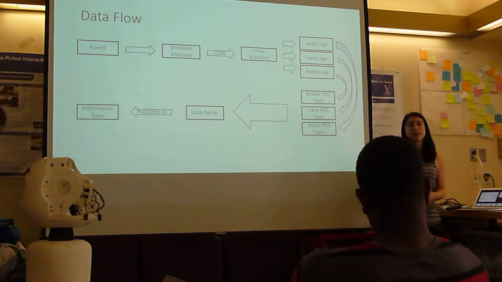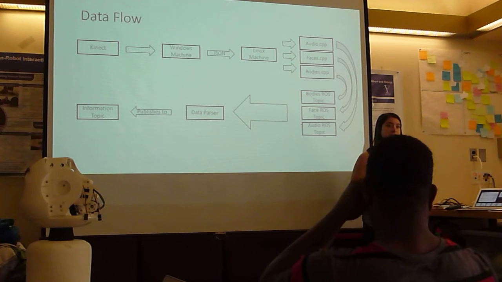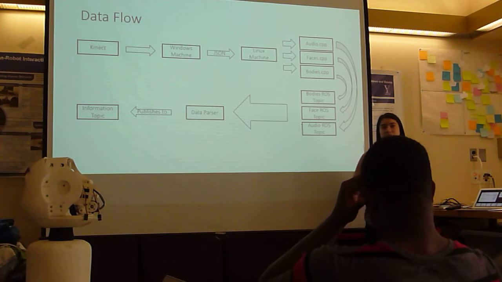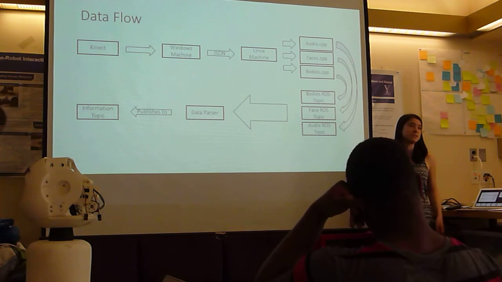Then from there, we can actually perform the calculations with the data, and we do that in a separate program. We calculate things like leaning forward and backward, and if their arms are crossed, things like that. That calculated information is then published onto a new topic.